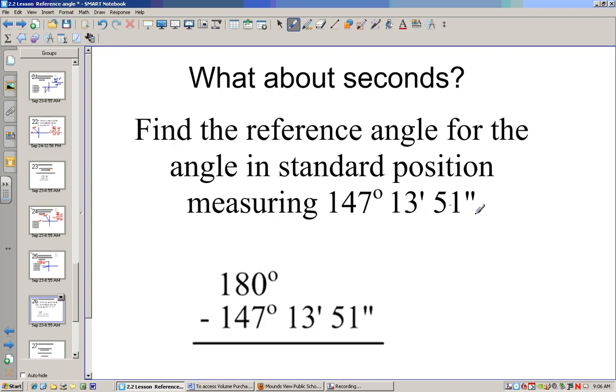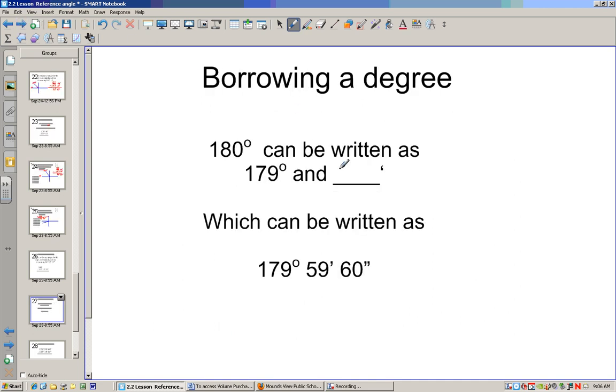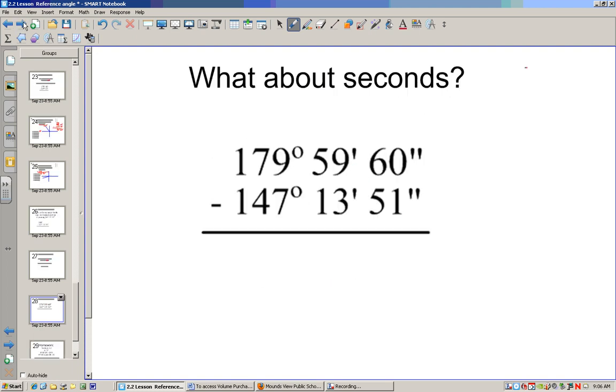Now when we have minutes and seconds, sometimes you have to borrow from each of those. And 1 minute equals 60 seconds. So this can be written as 179 and 60 minutes, which can also go down to 179 degrees, 59 minutes, and 60 seconds. So if we subtract these out, this would be 9 seconds, 46 minutes, and 32 degrees.